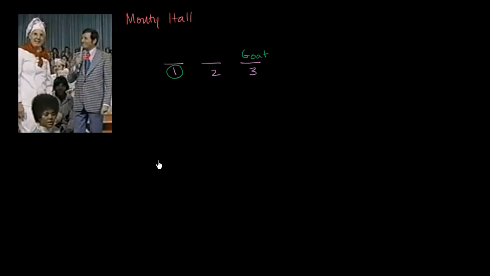Then they will ask you, do you want to switch to curtain number 2? And the question here is, does it make a difference? Are you better off holding fast, sticking to your guns, staying with your original guess? Are you better off switching to whatever curtain is left? Or does it not matter? It's just random probability, and it's not going to make a difference whether you switch or not. So that is the brain teaser.